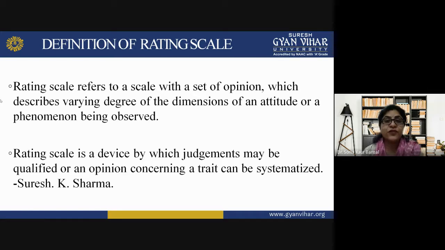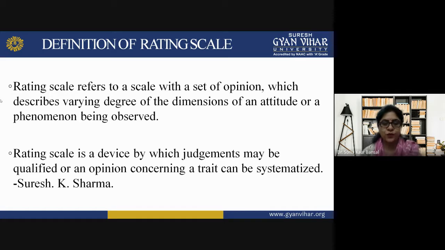Now let's see the definition of a rating scale and understand it in a clearer way. A rating scale refers to a scale with a set of opinions which describes varying degrees of the dimensions of an attitude or a phenomenon being observed. If I'm rating something, I'm preparing a set of opinions, and this set of opinions describes the different dimensions of the attitude or phenomenon which I have observed. For example, rating of Jaipur city's cleanliness. This is my opinion, and I will be observing and covering all the dimensions needed to cover the cleanliness aspect of Jaipur city.